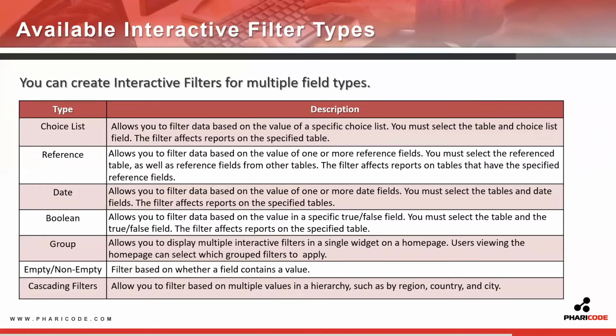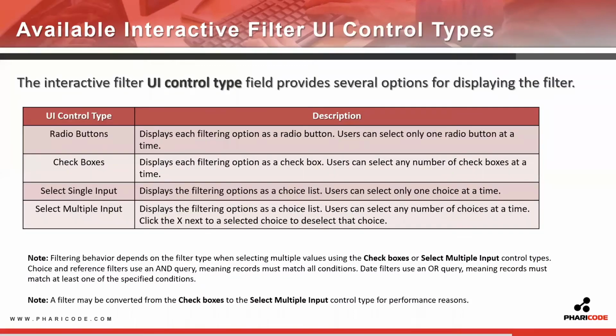You can also create group filters to display multiple interactive filters in a single widget. You can filter based on whether a field contains a value or not. And then you can also create cascading filters that allow you to filter based on multiple values in a hierarchy. The UI control type gives you options for displaying the filter. So you can display them as radio buttons, checkboxes, or single input or multiple input choice lists.